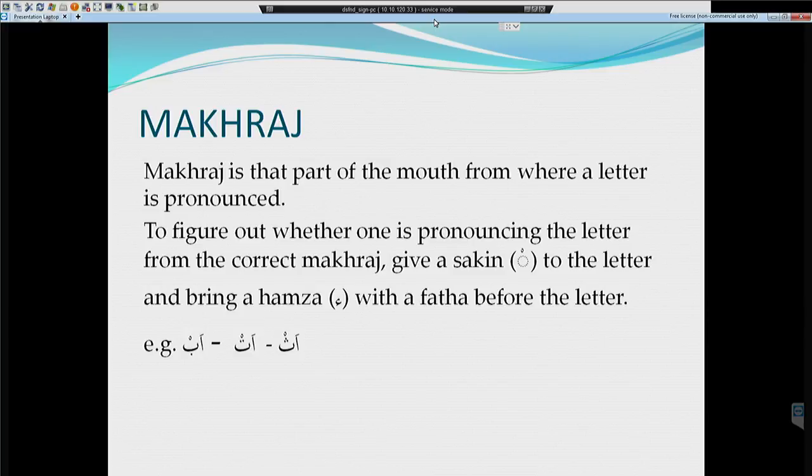You want to figure out the makhraj of ta, put a sakin on top of it, and then put a hamza with the fatha on top. Atu. From that you can realize it. So like ayn, or if you want ghayn, for fa, af, for qaf, aq, for kaf, ak, for ta, at, for tha, ath, and so on and so forth.